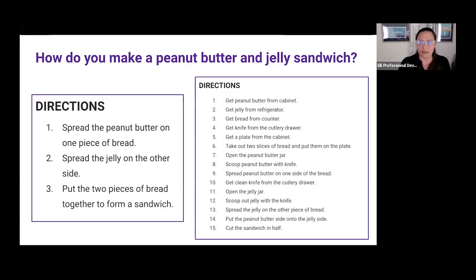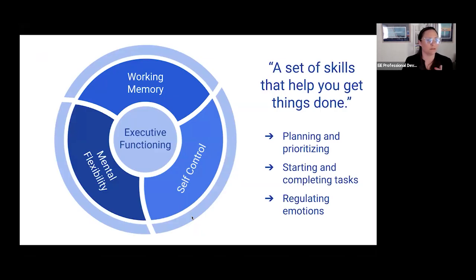Yeah. And so I think, Kelly, that takes us right into the crux of what today's workshop, or webinar, is about, which is executive functioning. Since this is your domain, can you give us a definition of what we mean when we talk about executive functioning?